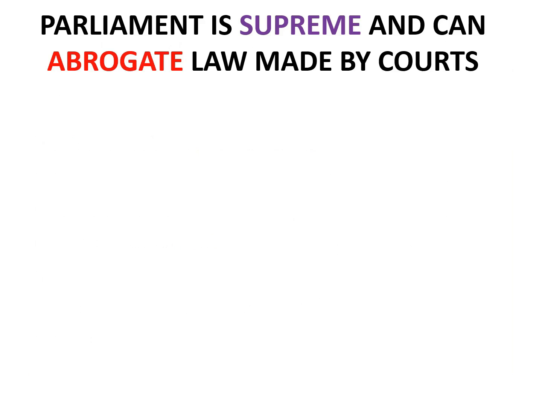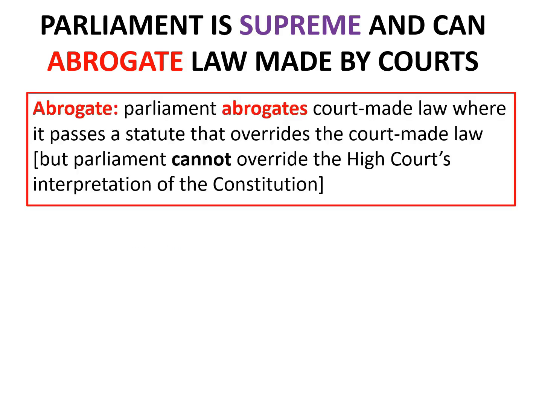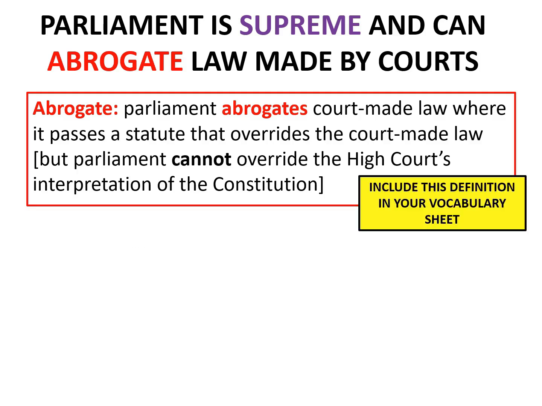It's because Parliament is supreme, that is, it's because Parliament is the ultimate lawmaker, that Parliament can abrogate law made by the courts. On this slide, I've set out a definition of the term abrogate. Parliament abrogates court-made law where it passes a statute that overrides court-made law. Look down the left-hand side of your vocabulary sheets, find the term abrogate and write this definition in there.